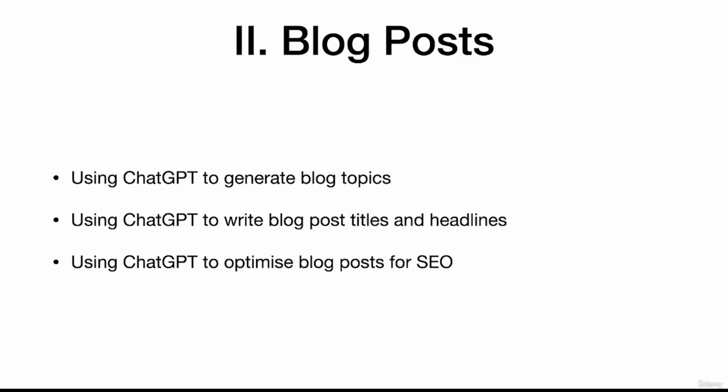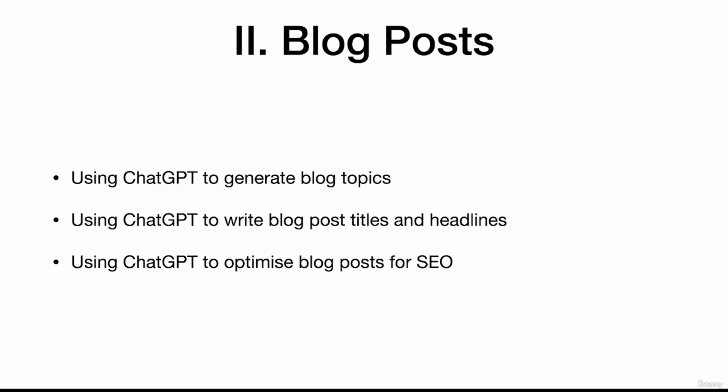Next, we'll be looking at using ChatGPT to write blog post titles and headlines. A catchy and informative title can be the difference between a reader clicking on your post or scrolling past it. AI can help you write compelling titles that grab attention and accurately reflect the content of your posts. We will then get ChatGPT to write an engaging introduction, an FAQ section, and for advanced bloggers, a schema markup code for the blog post.